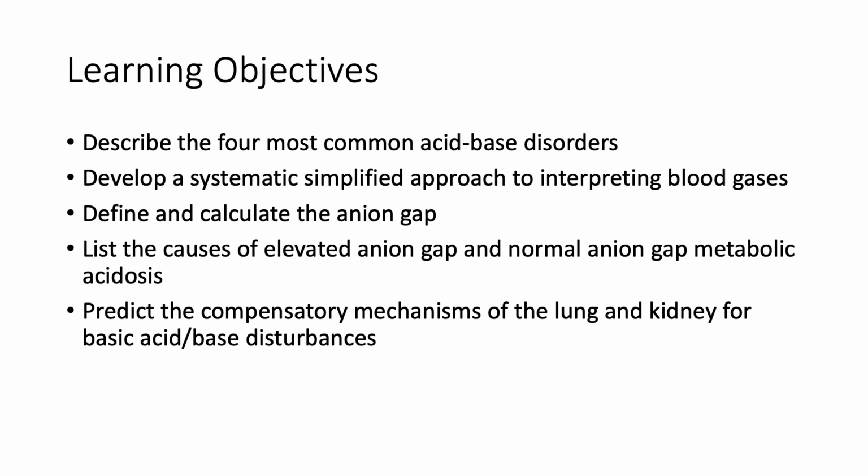These are our learning objectives for this module. We're going to talk about the four most common acid-base disorders. We're going to develop a simplified approach to interpreting arterial blood gases. We're going to define and calculate the anion gap and then talk about different causes of elevated anion gap and normal anion gap metabolic acidosis. And we're going to look at the different ways that the body responds to acid-base disturbances with the lungs and the kidneys.